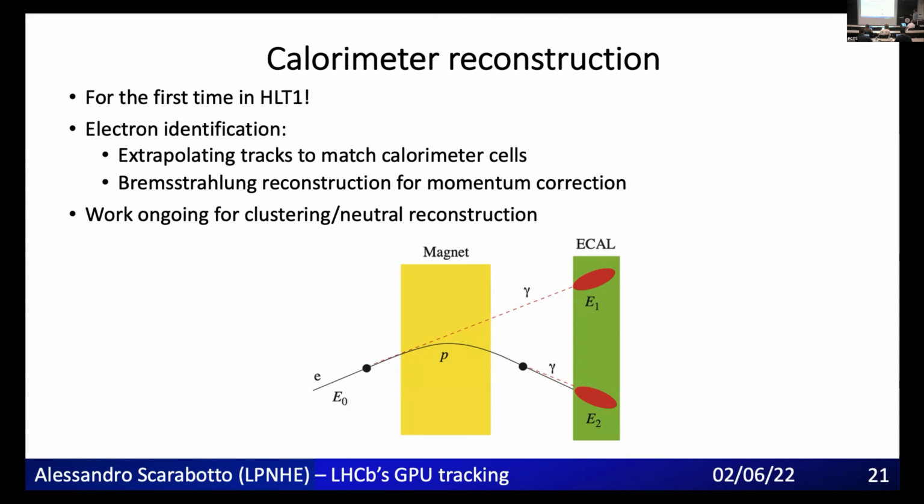Just to explain how the Bremsstrahlung reconstruction works. We have an electron and we have our magnet. If the electron emits a Bremsstrahlung photon before the magnet, the photon will just go straight into the calorimeter, while the electron will bend in the magnet and maybe finish in a different position in the calorimeter. So we can look at clusters here, look for the energy, and add it back to the electron to correct our momentum. And then there is also some work ongoing on clustering and neutral reconstruction.